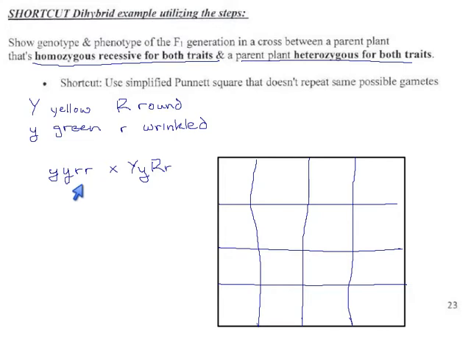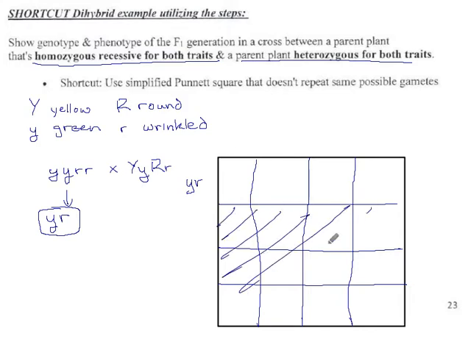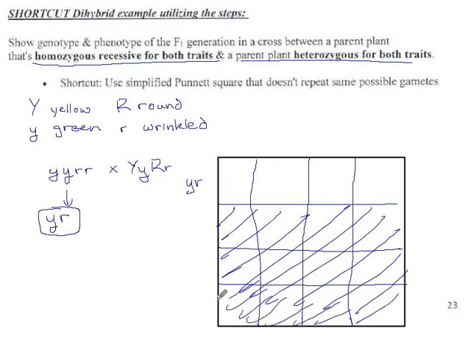How many different gametes can we get from this parent? Remember that they have to pass on one Y and one R. Well, the only Y they can possibly pass on is a little y, and the only R they can possibly pass on is a little r. So this is the only gamete they're capable of producing, and that means little y, little r. We actually don't need any of these other rows. There's not a lot of variety coming out of this pea plant. Everything it passes on is going to be little y, little r.